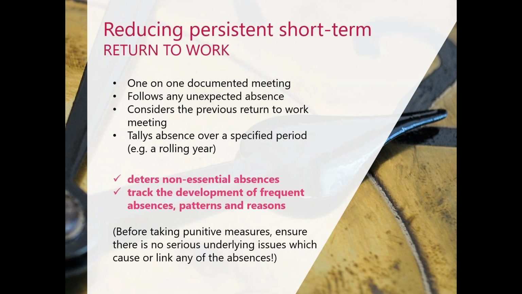So we're going to start by looking at returns to work. A return to work meeting, you might have heard of this. Forgive me if I'm preaching to you something you already know. This is a one-on-one documented meeting. Technically it's an informal meeting, and it follows any unexpected absence, usually the following day or as soon as possible. During the meeting, you will consider any previous return to work meetings that have been held. You'll dig out past documentation that you've created, and you will tally absences over a specified period of time, usually over a rolling year.